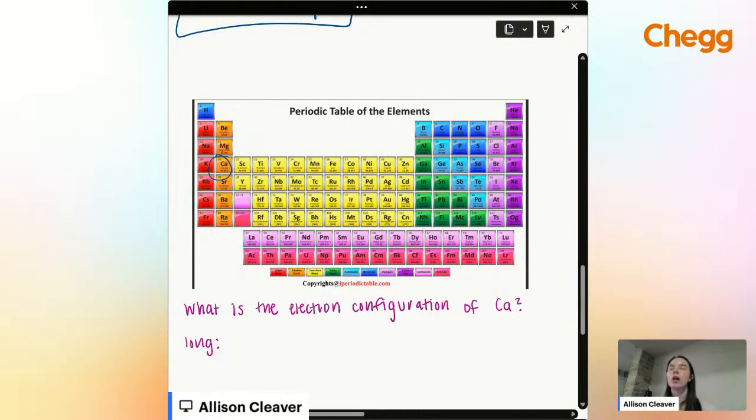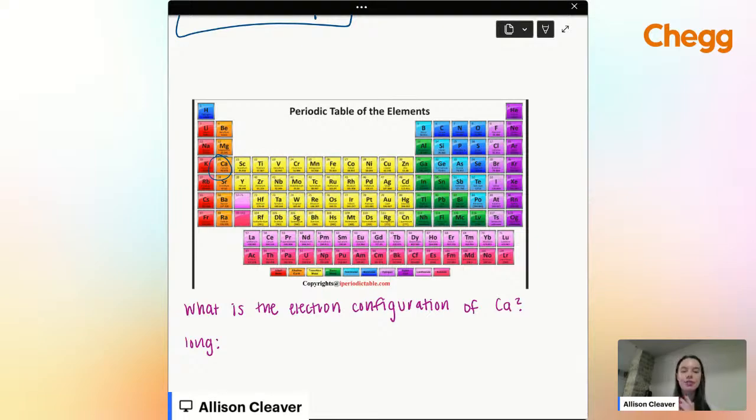And for this problem, if you've already started talking about electron configurations in your classes, or you already know them, try to beat me to solving this. I'm going to go kind of slow so that we all understand, but I encourage you to try to beat me in solving this.